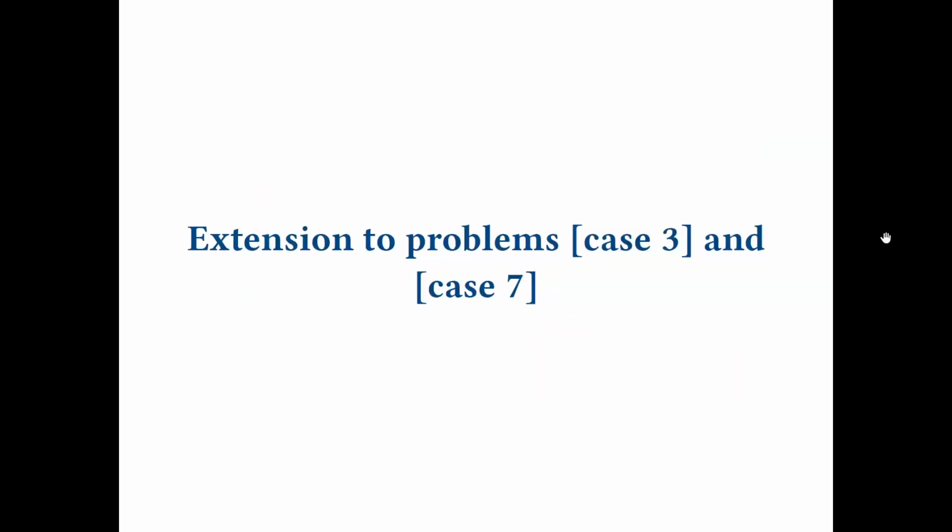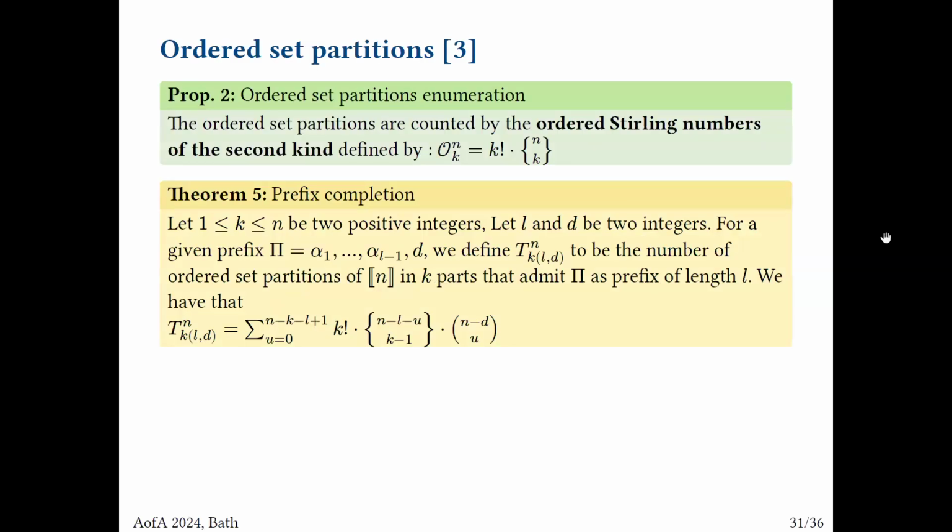In this section, I will extend our algorithm to the ordered set partitions and to the Bell set partitions. The ordered set partitions are counted by the ordered Bell numbers. So it's a set partition, but in which the order of blocks is taken into account. And one strong point for this structure is that the prefix completion theorem that we made for set partitions still works on ordered set partitions, by just replacing the Stirling numbers of the second kind by the ordered Stirling numbers.